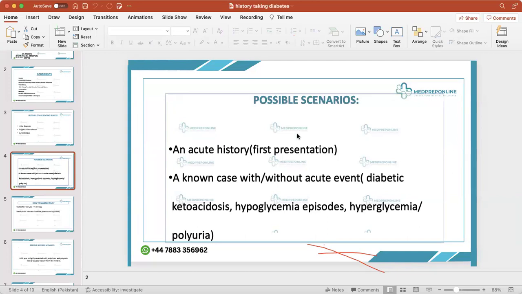Yes. And anything else you would like to know in the history of present illness? Yes, Dr. Aisha: compliance. Okay. Changes in the dosage, recent changes in the dosage. Okay, great. Hypoglycemia attacks and number of admissions. Good. Next. Anyone else?